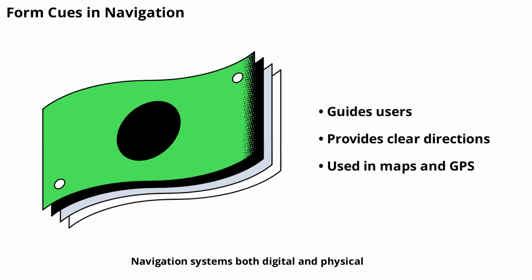Navigation systems, both digital and physical, use form cues to guide users. Road signs, maps, and GPS interfaces rely on clear shapes, arrows, and symbols to provide directions. By making navigation intuitive, form cues help people reach their destinations safely and efficiently.